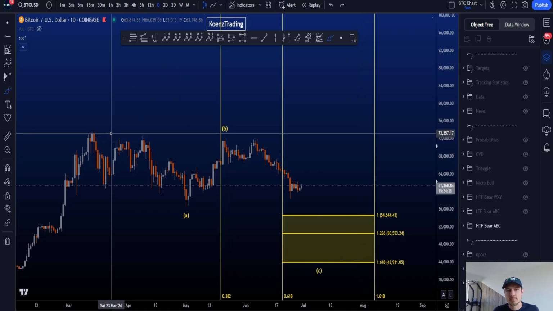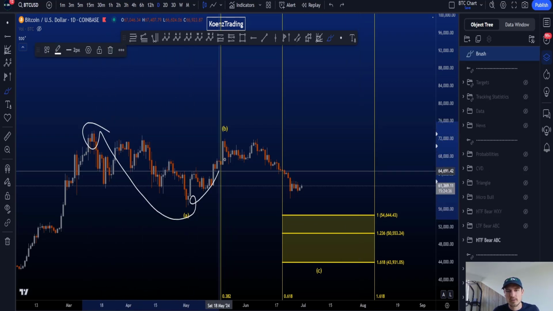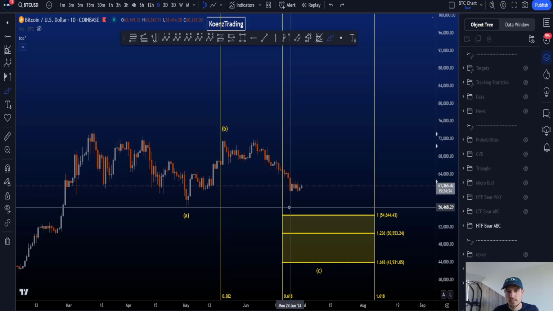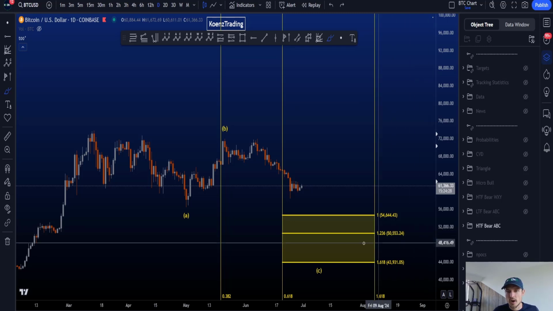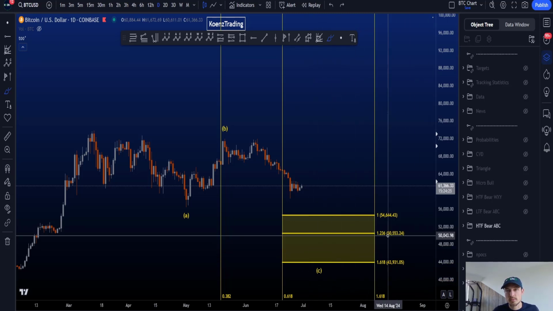And these fib times are taken from the start to the end of A to the end of your wave B, giving you a time target between the 20th of June, which of course is in the past, and the 7th of August to finish this wave C, preferably inside this particular area.